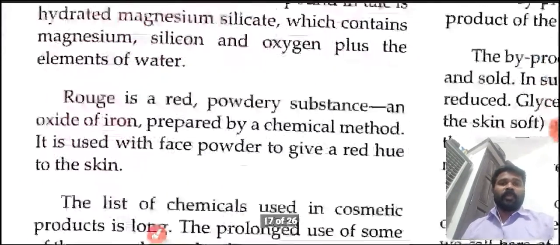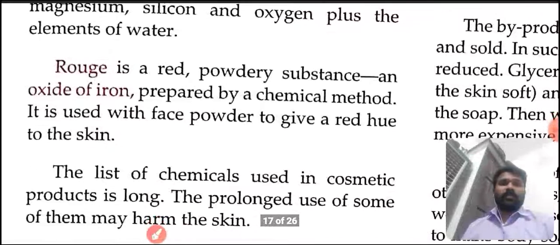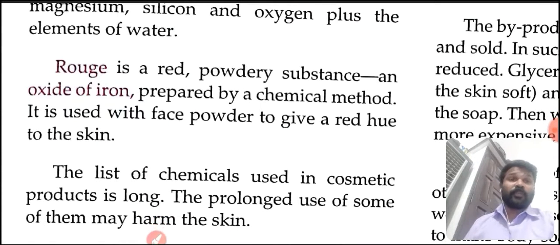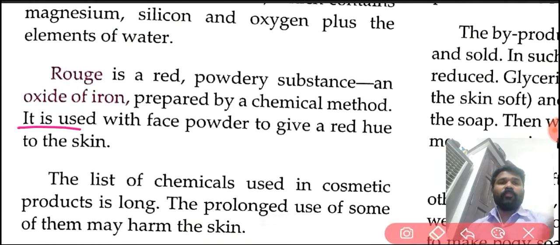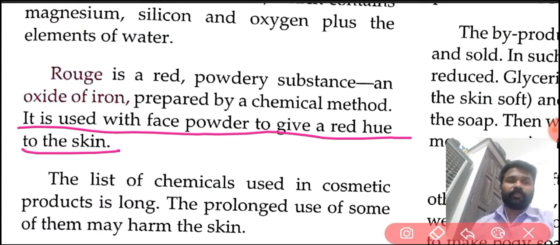Okay, students. Now, rogue is a red powdery substance, an oxide of iron prepared by a chemical method. It is used with face powder to give a red hue to the skin.